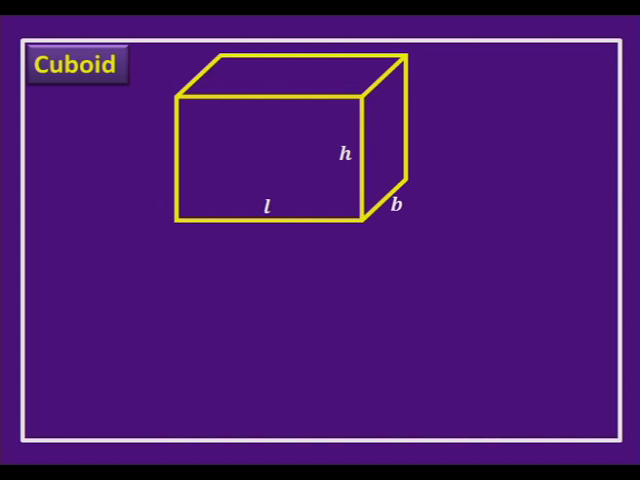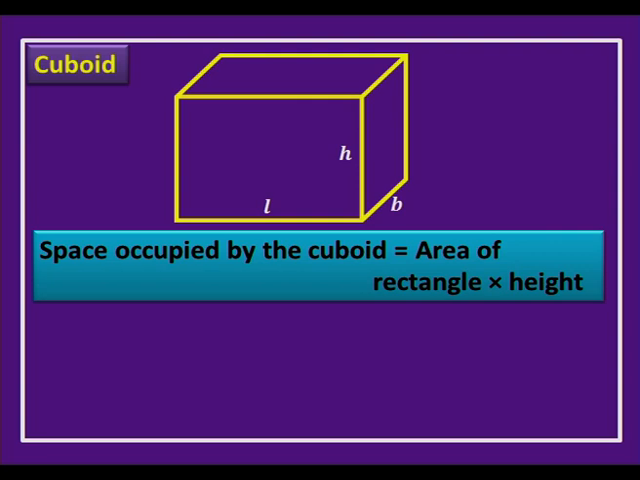Now, let us find out the volume of the cuboid. Here the volume of the cuboid is nothing but the area of the rectangle into height. Now, why actually are we taking the area of the rectangle into height?